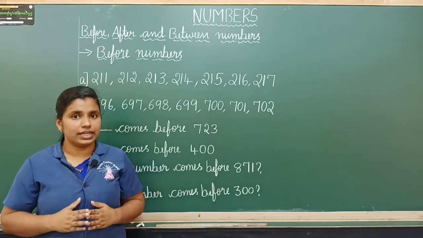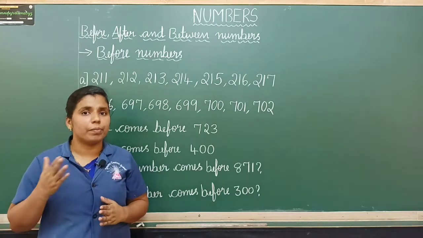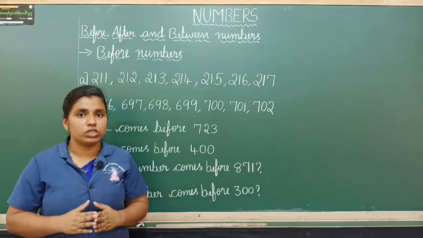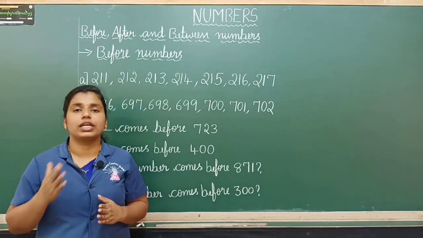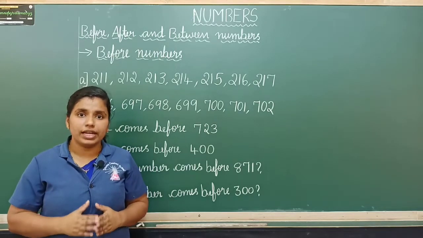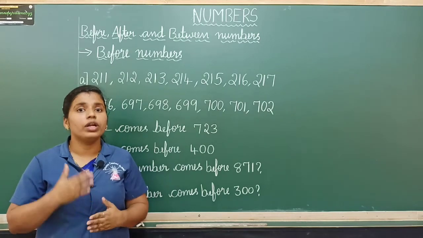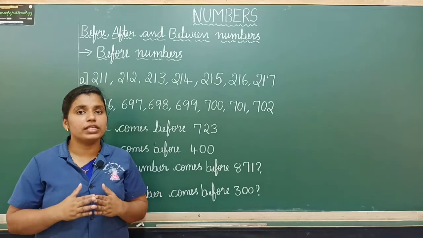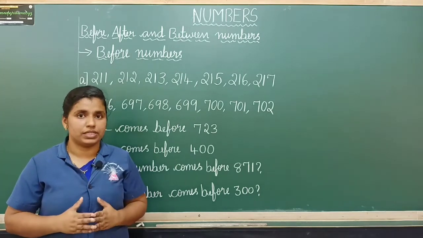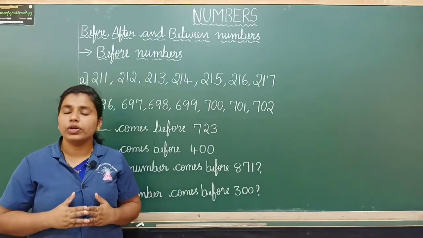First, let us learn about before numbers. What do you mean by before numbers? Before numbers are those which are previous to the given number. To get before numbers, we have to count backward. When we start counting backward, we will get the before numbers. Let us understand it clearly with few examples.